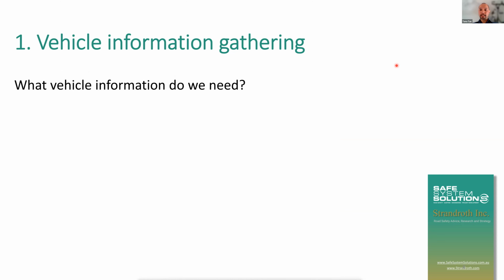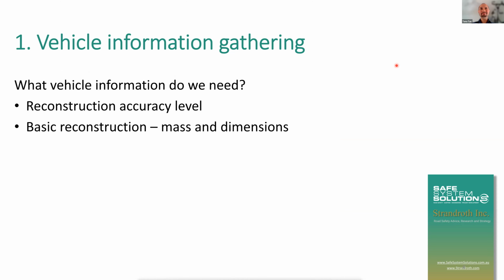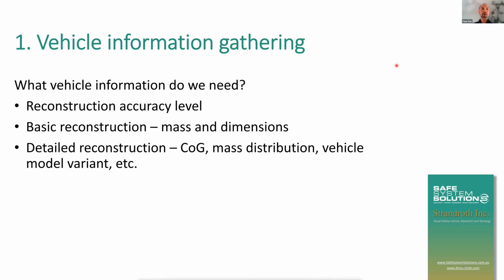Okay, so as mentioned earlier, what type of information and level of detail you need to go into will depend very much on the level of reconstruction. This will be covered in module 3.3 a bit later on. For basic reconstruction, you generally just need the mass of the vehicle and the dimensions. If you're going to go to next level detail, you may want to get the center of gravity, the mass distribution amongst the 4 tires or in front and rear tires, and the vehicle model and variant and so forth, which I mentioned earlier.